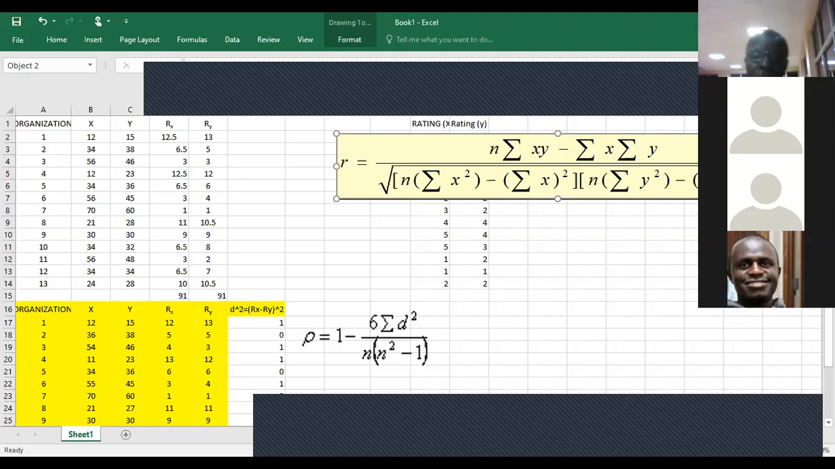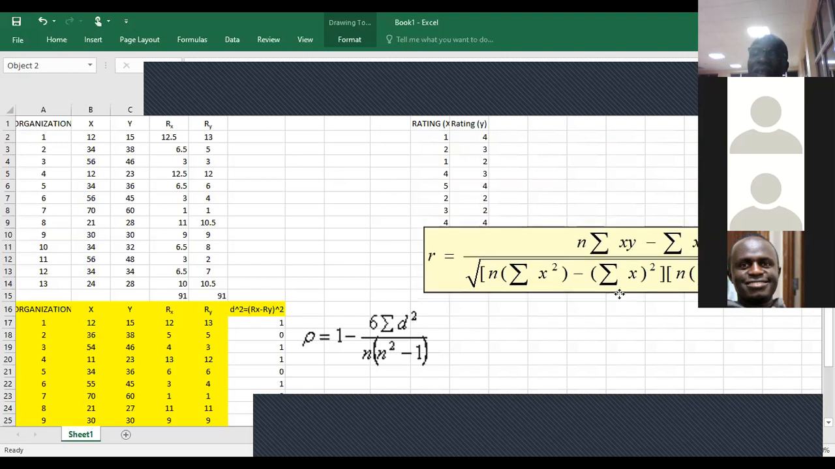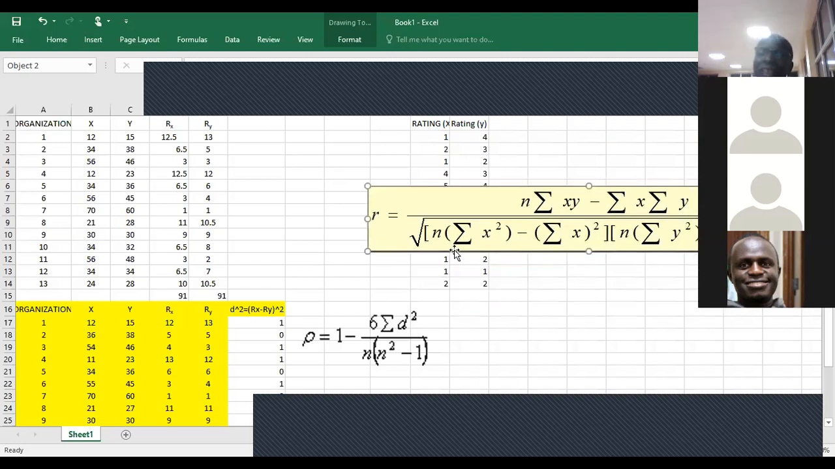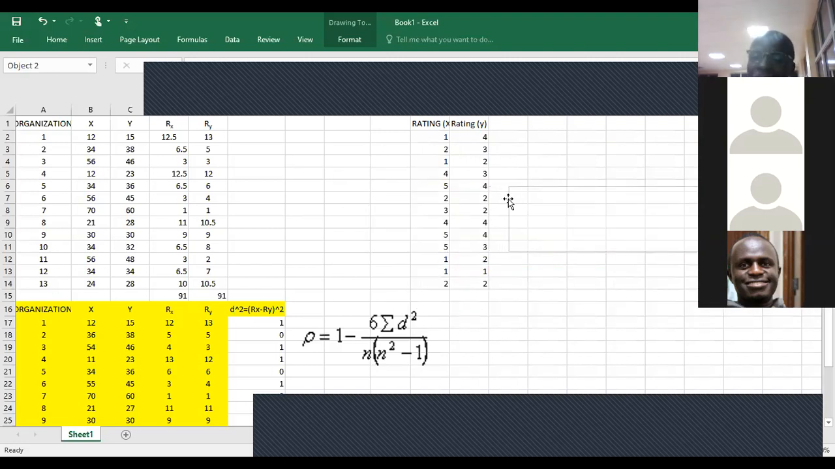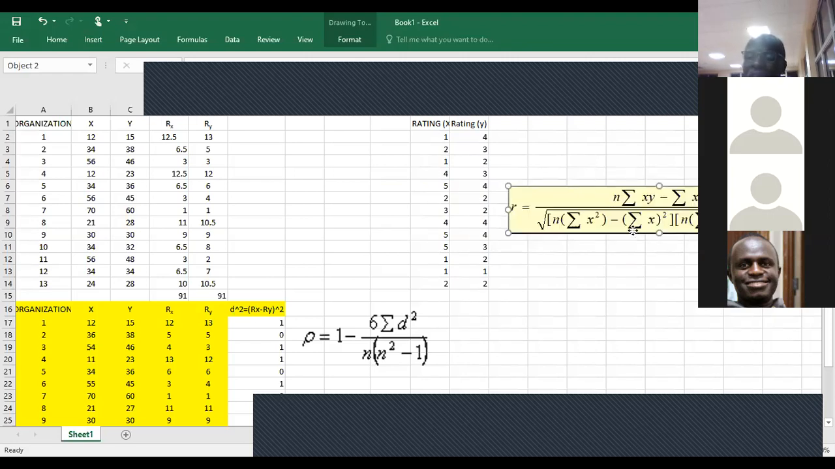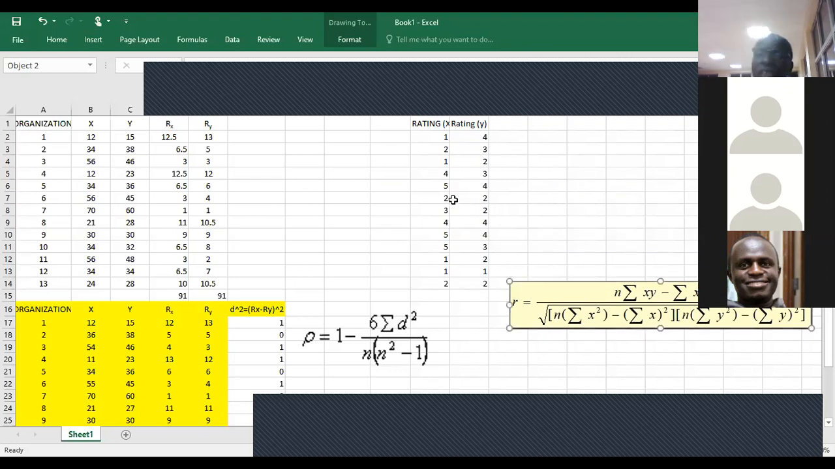That is the adaptation I'm talking about. That is the model in reality, because reality has repeated values. And that's the model you need to be using to determine the rank correlation coefficient. So it is this one here.